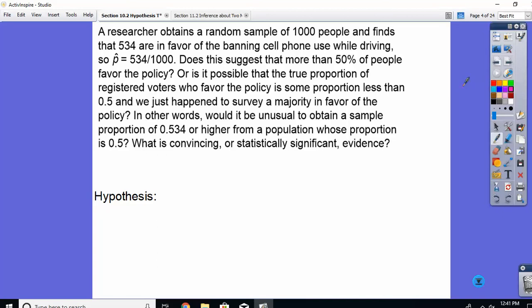So we're trying to decide, do I actually believe this or not? Is this convincing that more than half the people do, or is it not? So we are trying to decide, would it be unusual to obtain a sample proportion of 0.534 or higher from a population whose proportion is 0.5? Okay, we'll be looking at problems like this. And the first step you always have to be able to do there is the null and alternative hypothesis.